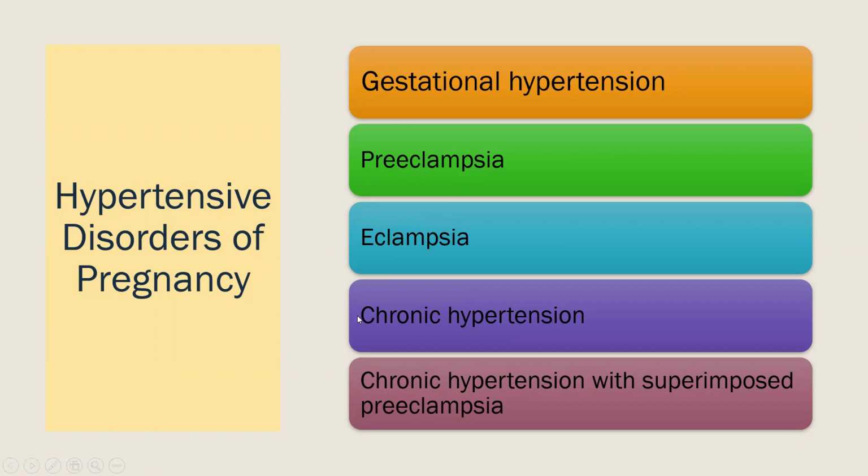We also have something called chronic hypertension. Chronic hypertension is when you are seeing increased blood pressures before the 20th week of pregnancy. So gestational hypertension is after the 20th week of pregnancy, but not reaching the specific factors for preeclampsia. Preeclampsia is directly related to the placenta.